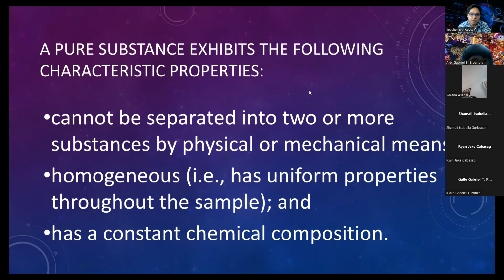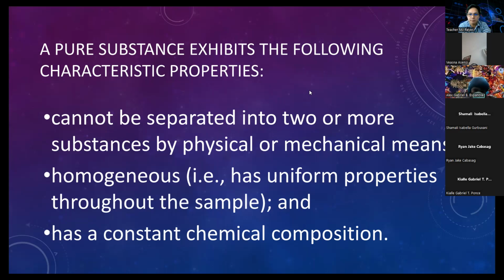Again, a pure substance exhibits the following characteristics. It cannot be separated into two or more substances by physical or mechanical means. Second characteristic, it is homogeneous in nature. Meaning to say, it has a uniform property all throughout. If you get some samples, they should be the same all throughout. The third characteristic is a constant chemical composition. Whatever the composition of the sample is should be the same as the source. Question so far?